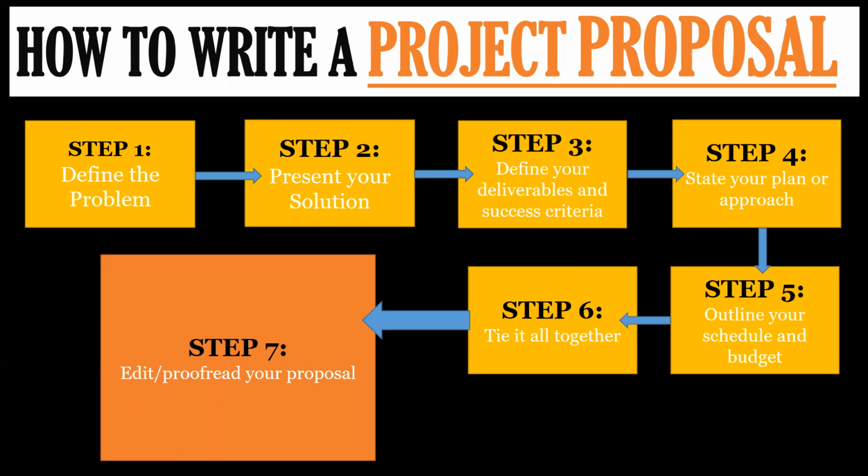I have here 7 steps. First step is you define the problem. What is actually the problem your project is trying to address? Why is it a problem? So why is it worth solving? So make your audience see the problem the way you see it. So you should let them see through your eyes.